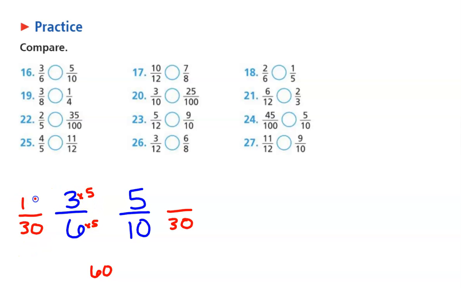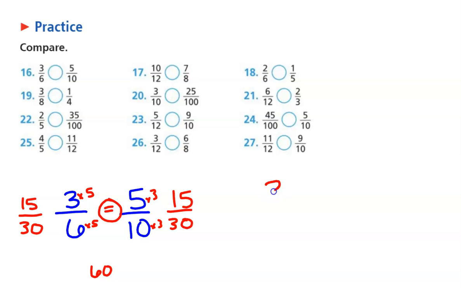3 times 5 is 15. Okay, and how do I get from 10 to 30? I have to do times 3. So whatever I do to the bottom, I got to do to the top, and that's going to equal 15/30. So all together, that's just to show me that these were actually equal.